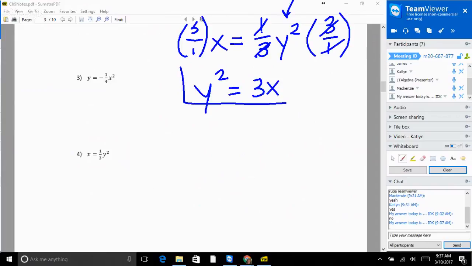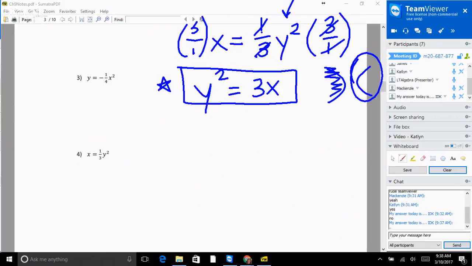So what happens when I have a y squared instead of an x squared? Well, my parabola is going to open to the sides versus up or down. And because this is positive, we're going to get a parabola that opens to the right, like this guy right here. Our parabola is going to look something like this. Just a rough guess, right?